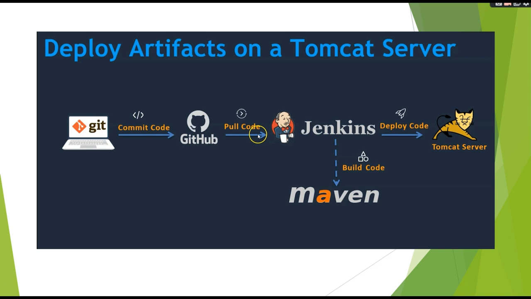Here it's going to pull the code from GitHub. When the developer commits the code, it is pushed to GitHub, and from GitHub, Jenkins is going to pull the code, build it with the help of Maven, and deploy it to the Tomcat server. This is the first phase which I'm talking about.